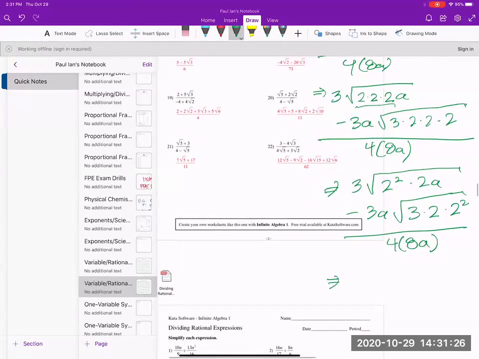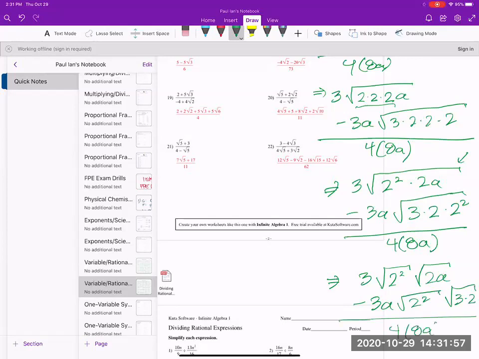Okay, so that's 3. And then what I usually do after this is you want to cancel out this 2 squared. So I would separate them. So like this, 2 squared times 2 over a, root 2a. And then minus 3a. And I would do this. 2 squared again, root 3 times 2.